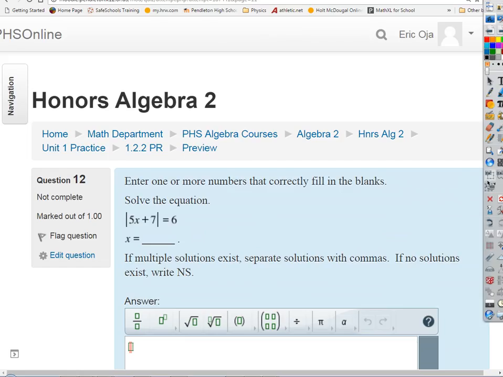Okay, last one. This time the absolute value is already by itself, so we can just set whatever's inside the absolute values equal to 6 or negative 6 and solve.